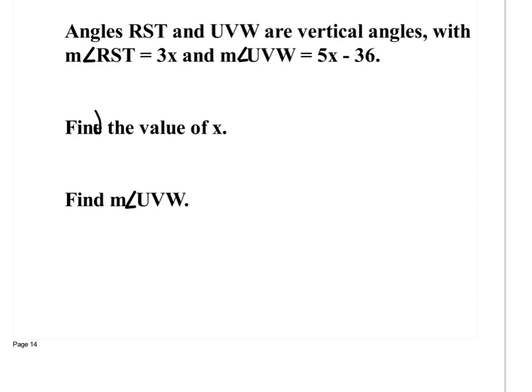Straight across. Like this. If vertical angles do equal each other, don't they? They're opposite sides of each other, they're equal to each other. So I could say that RST is equal to UVW. Could I not? Vertical angles are congruent to each other, they're equal. So I know that RST is 3x, and I know that UVW is 5x minus 36.